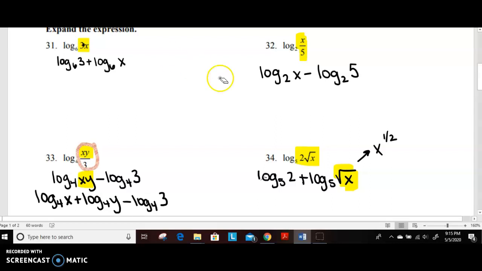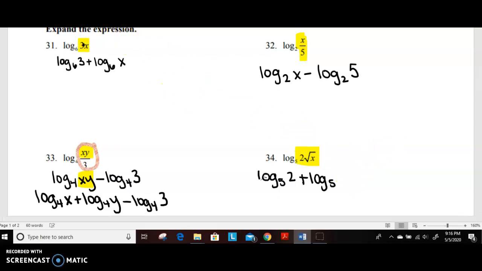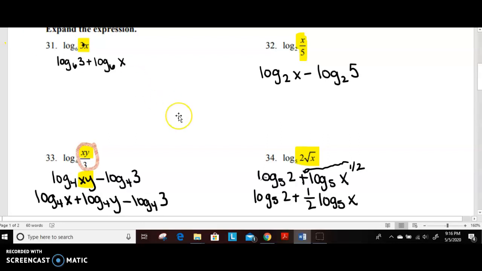So if I erase this all and wrote it as x to the 1/2, I can use that third property that tells me that this exponent is going to walk across my log out in front. So log base 5 of 2 plus 1/2 log base 5 of x, where that exponent walks out in front of the log.